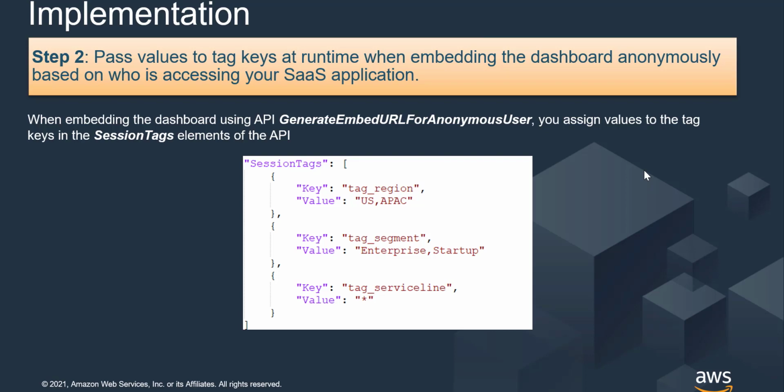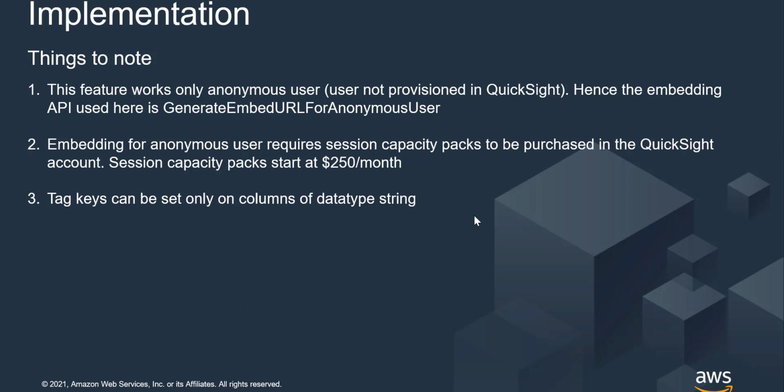Now that we have walked through a small demo, let's talk about certain things that you need to note. First is that this feature works only for an anonymous user, meaning that this user is not provisioned in QuickSight, and that's why we are using the API generate embed URL for anonymous user. Secondly, when you are embedding dashboards for anonymous users, you must have a session capacity pack. Session capacity packs start at $250 per month. With this release, tag keys can only be set on columns that are of data type string.